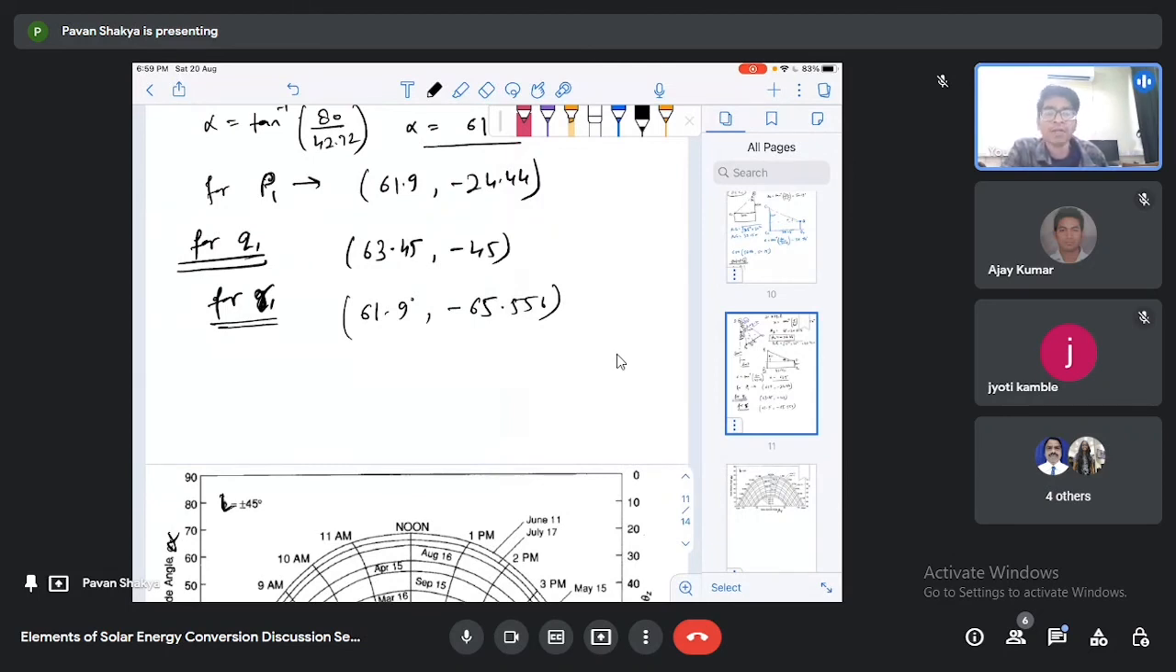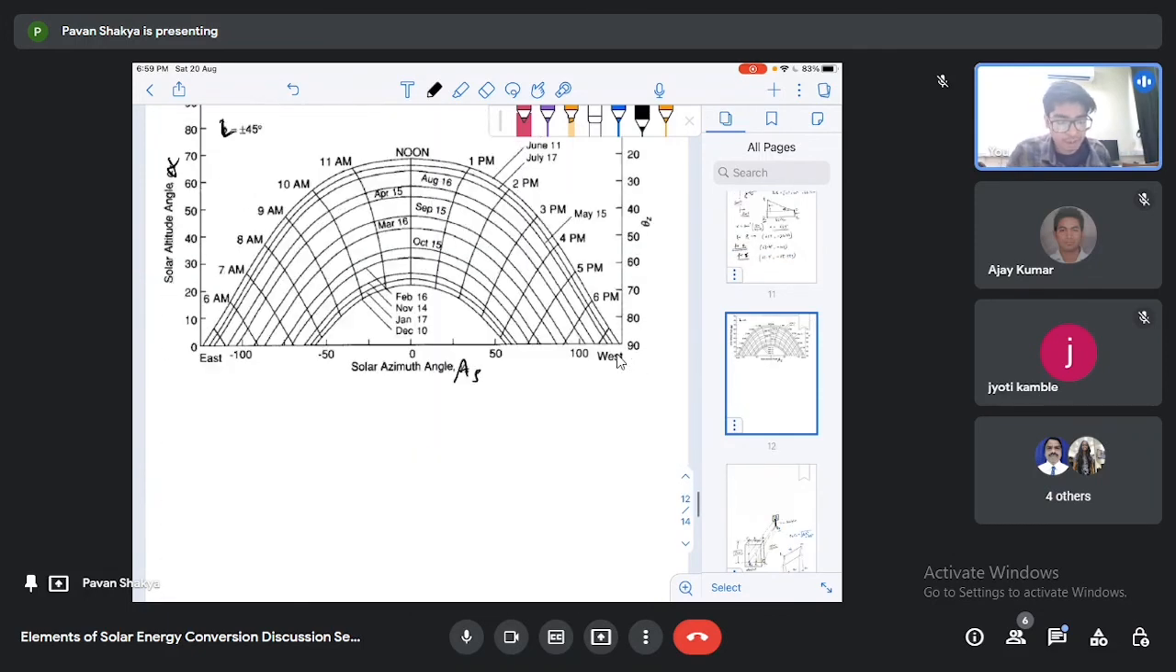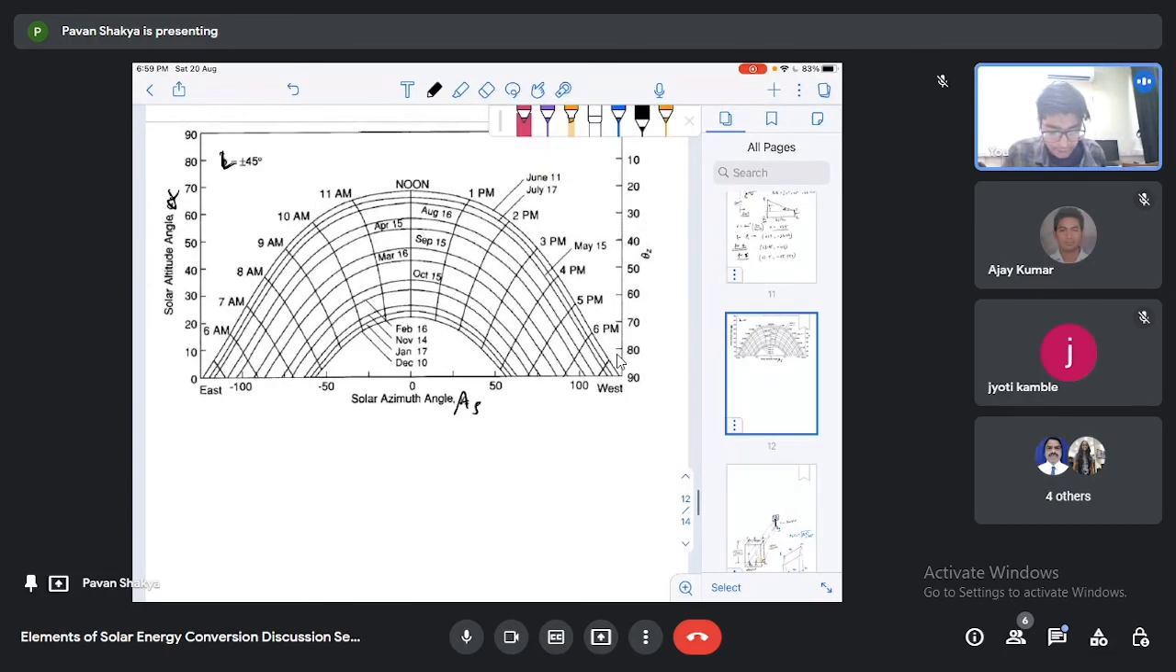Okay, so now I have solved all the points, that is A1, B1, C1 and P1, Q1, R1. Now what I have to do, I have to impose all these points on the Sunpath diagram. Okay, so this is our Sunpath diagram. I am just writing all the points together, that is A1, B1, C1 and P1, Q1, R1. Okay, so the A1 coordinates is 67.38, 0.